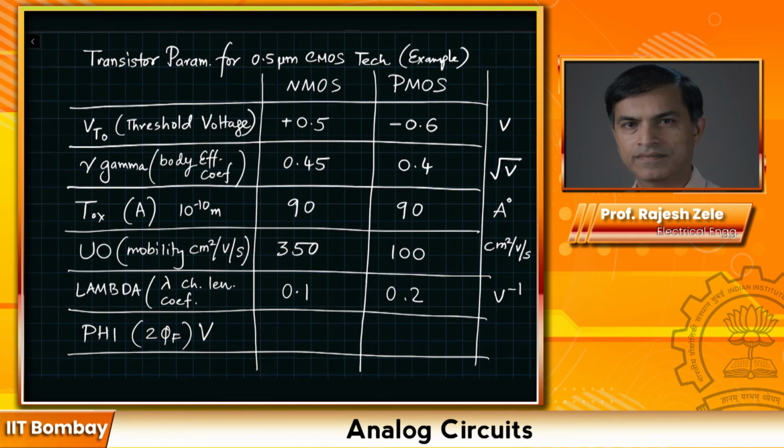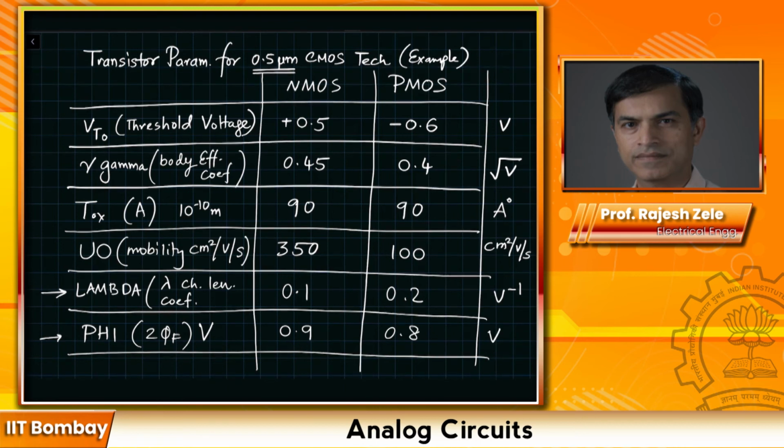An important thing to note about lambda, or the channel length modulation coefficient, is that the number given to you in the data sheet is for the minimum channel length. This 0.5 micron tells you the minimum channel length you can draw in this particular technology, and the value of lambda is given for that particular number. I'm going to explain it to you as we go forward. The number in the model card is giving you 2 times phi F. In case of NMOS it's 0.9, in case of PMOS it's 0.8, and the unit is volt.